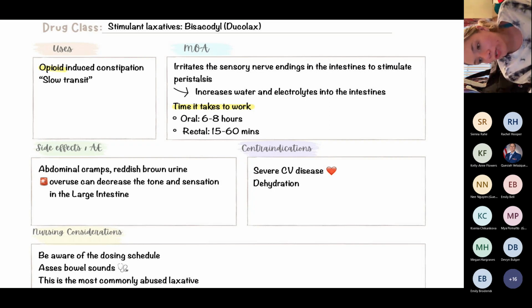Again, we don't want frequent use because your body tells you when you gotta go. By using a laxative or using something else, we've disturbed that mind-to-body connection. So with overuse, it can decrease the tone and sensation in the large intestine. So we might have chronic constipation and chronic issues using the restroom, and that's not good.